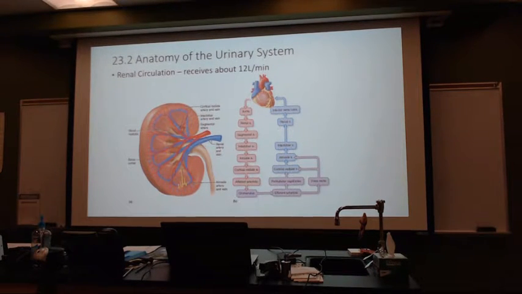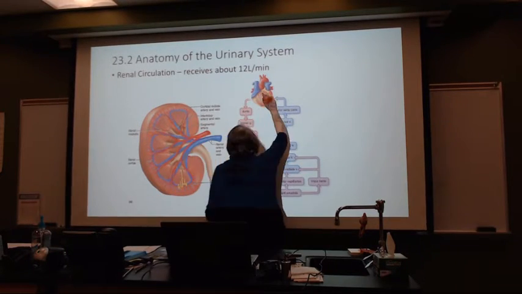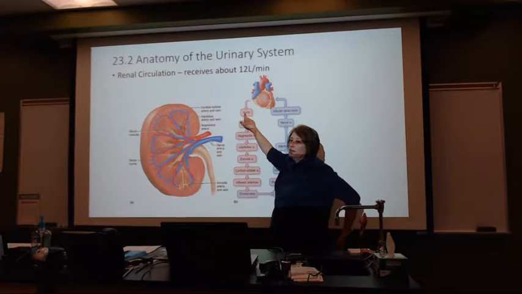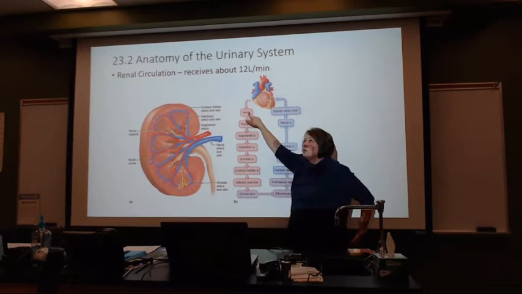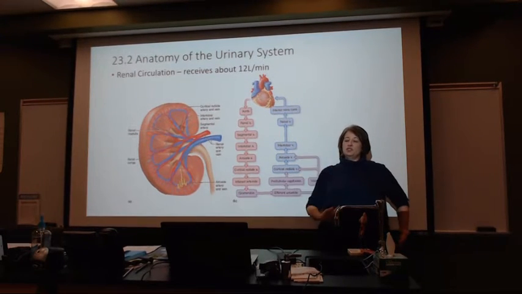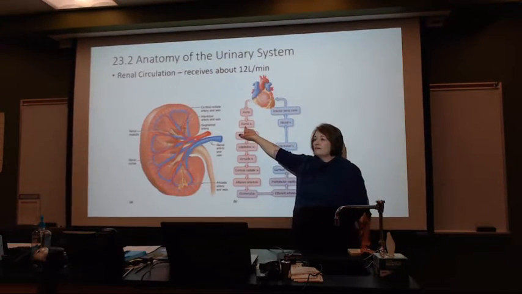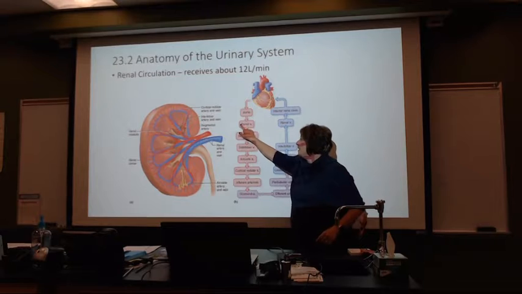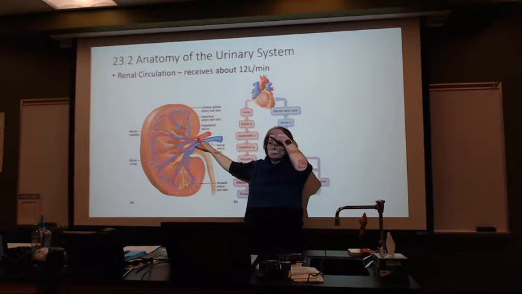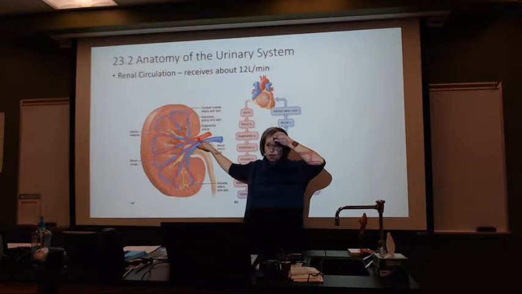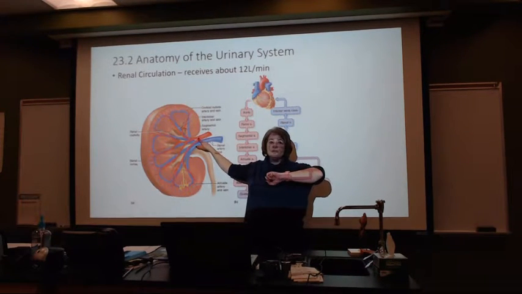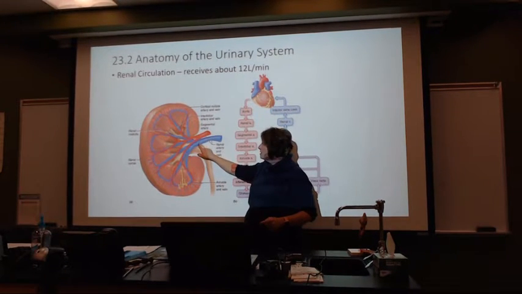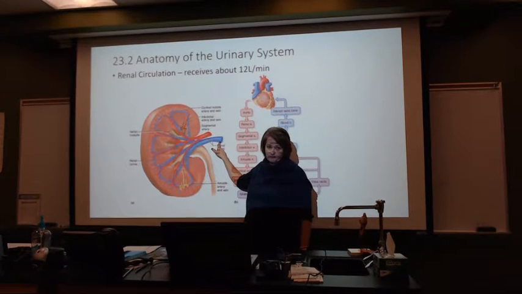When the heart beats and blood leaves by way of the aorta, the aorta, as it arches and begins to descend downward, the first area it meets is the renal artery. Is everybody following me? Now, something I want you to note. The renal artery is smaller than the renal vein.